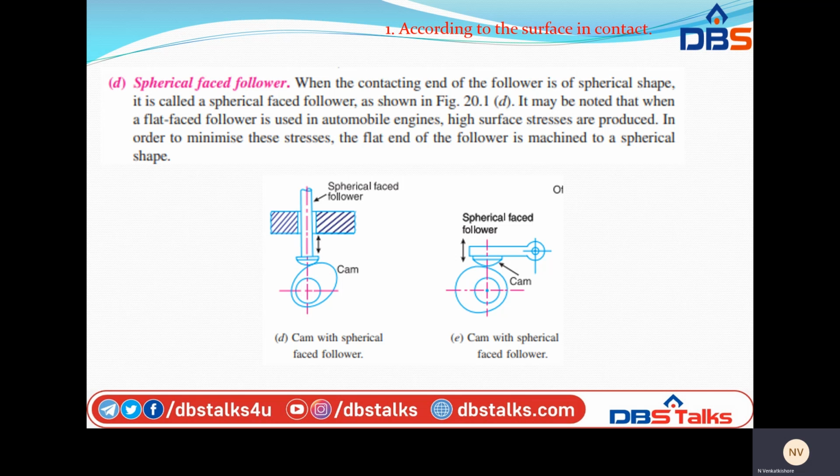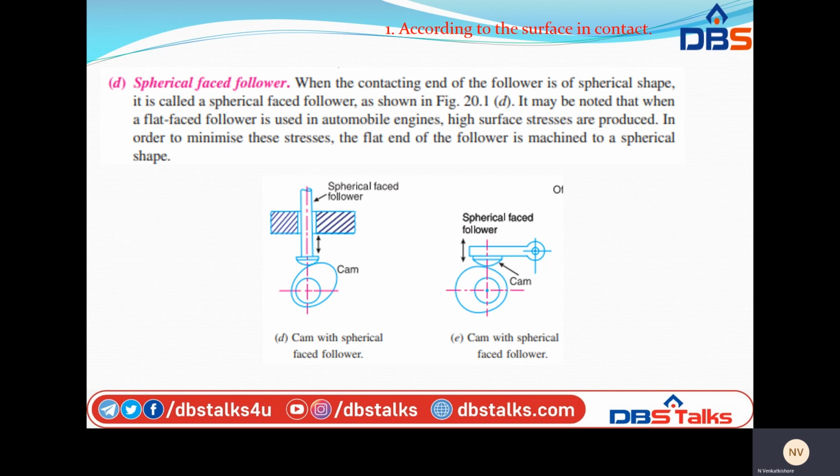See here, if you see the figure D, a slight variation, the flat one is to be curved. So here we may call it a mushroom follower, and then a spherical follower. Spherical means when the connecting rod of the follower is a spherical shape. So here we are having more curvature, that is a spherical one.